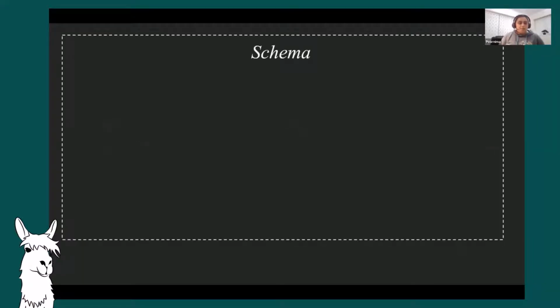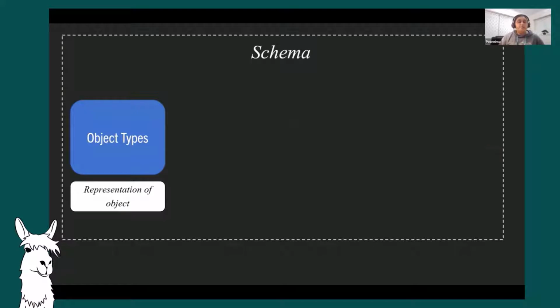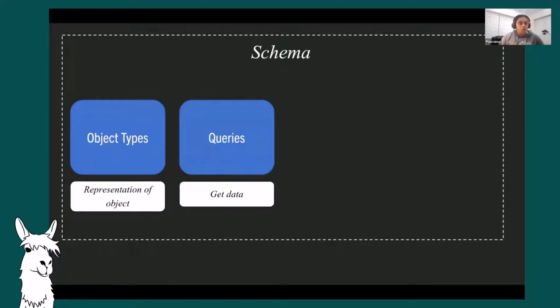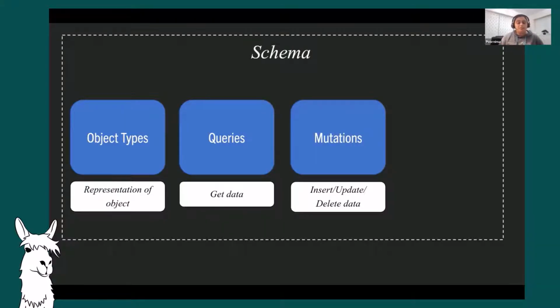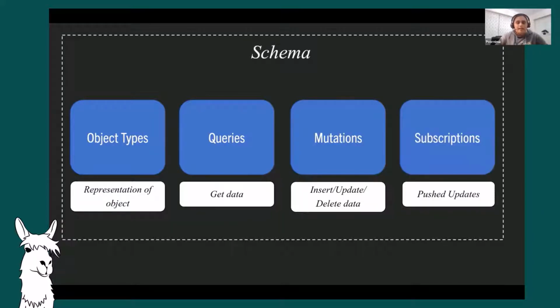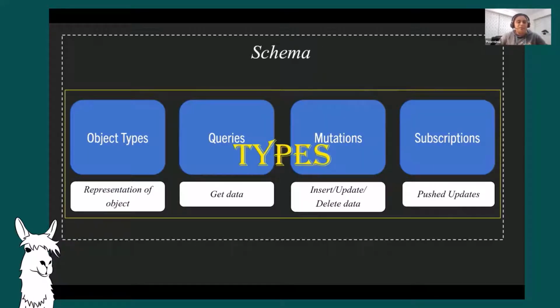Talking more about schema, schema is made up of types. The first one is object types, which is a representation of the objects or the entities which can be acted upon. And then you have the operation types. There are 3 operation types. The first one is the query operation type, which lets you get the data. But unlike REST, where you get the data usually using an HTTP GET, this happens over an HTTP POST. Then you have mutations, which is another operation type, which is for inserting, updating, or deleting data. And then you have subscription for pushed updates. So these make up the types in a GraphQL schema.